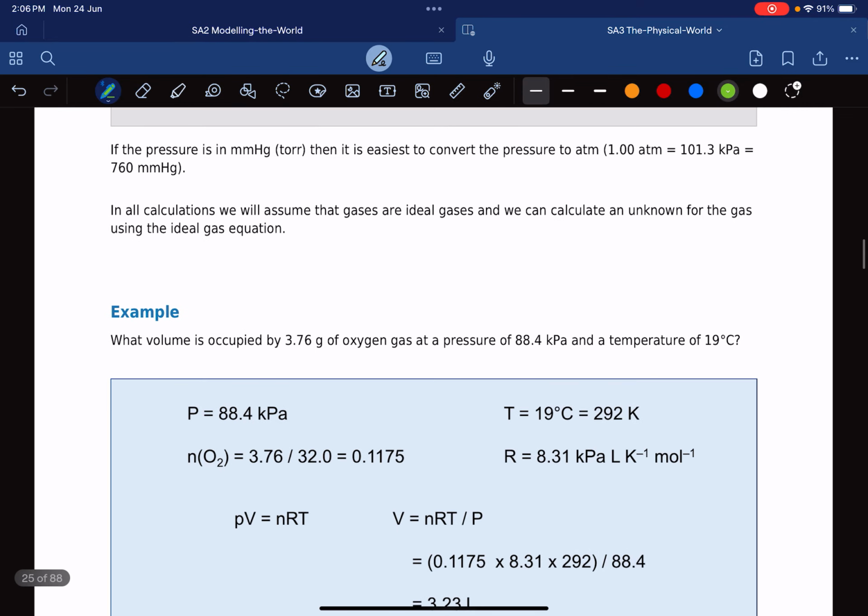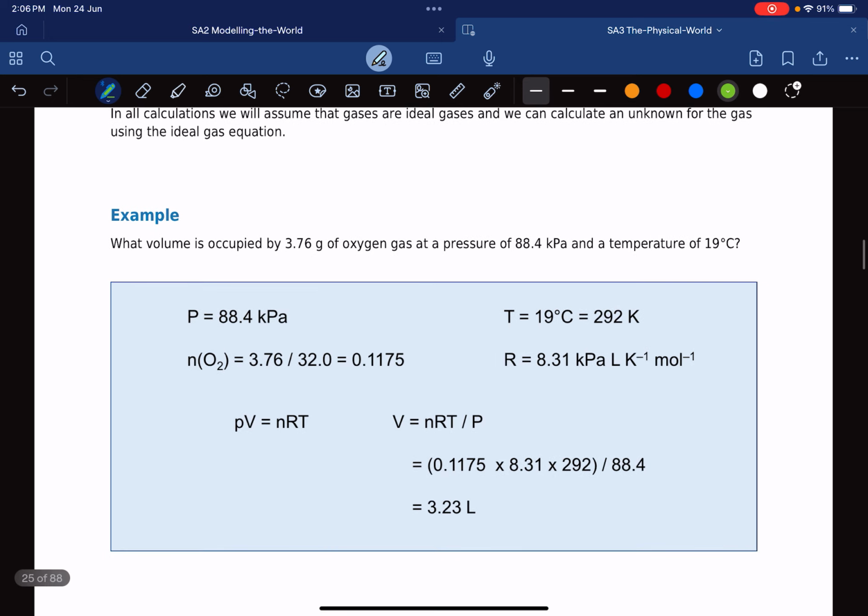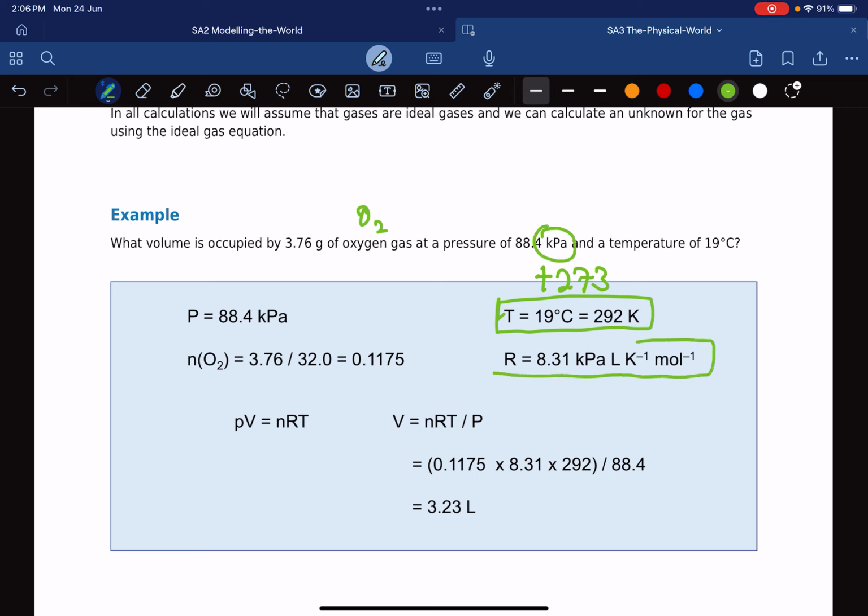Now we have this formula already. How do we use it? Very easy. Look at this question here. What volume is occupied by 3.76 grams of oxygen at a pressure of 88.4 kilopascals and a temperature of 19 degrees Celsius? First of all, the temperature needs to be converted to Kelvin, so we add 273. Second, the pressure is in kilopascals, so R is going to be 8.314.